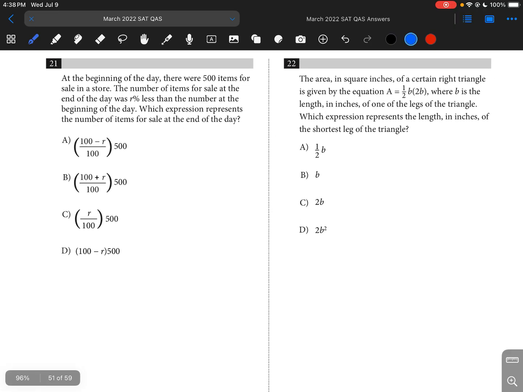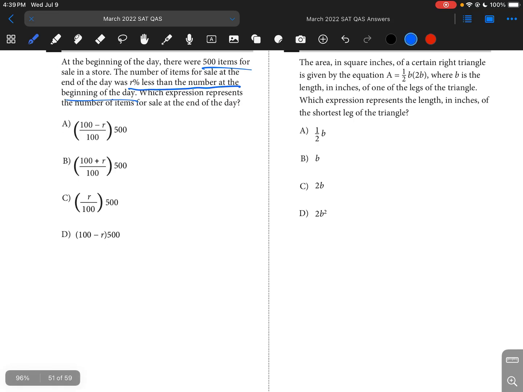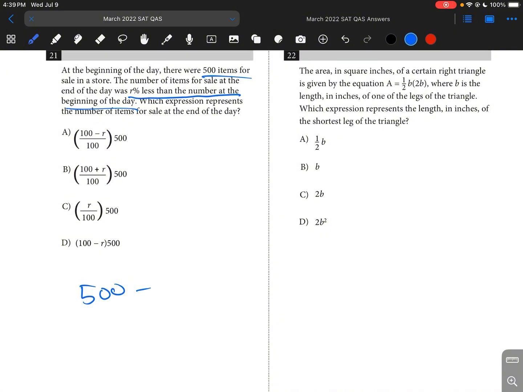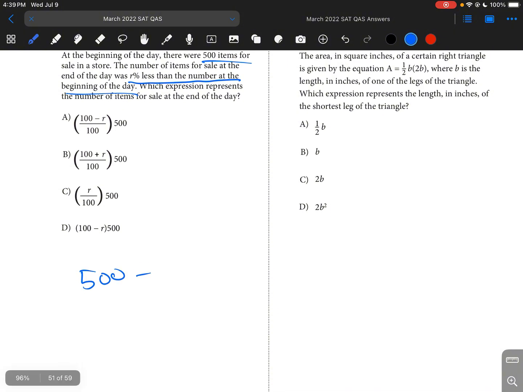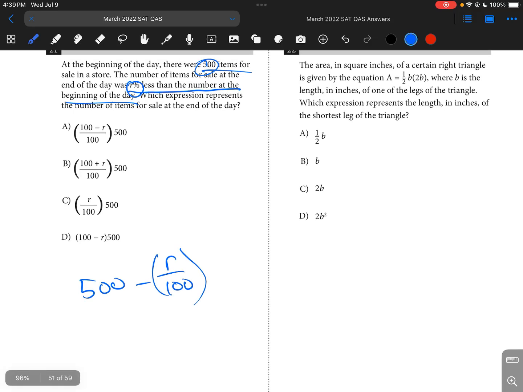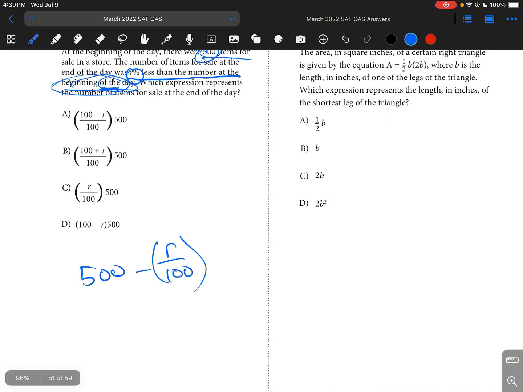21. At the beginning of the day, there were 500 items for sale. The number of items at the end of the day was r% less than the number at the beginning. What expression represents this? Okay, so you know you start with 500. And so what you have at the end of the day is r percent less. So we're taking something away from this 500, from your initial. So the first thing to do is that whenever you have percents here, you divide by 100. So it's r percent less than the number at the beginning of the day. So whenever you see of, you multiply. So of the beginning of the day is 500. So times 500 here.